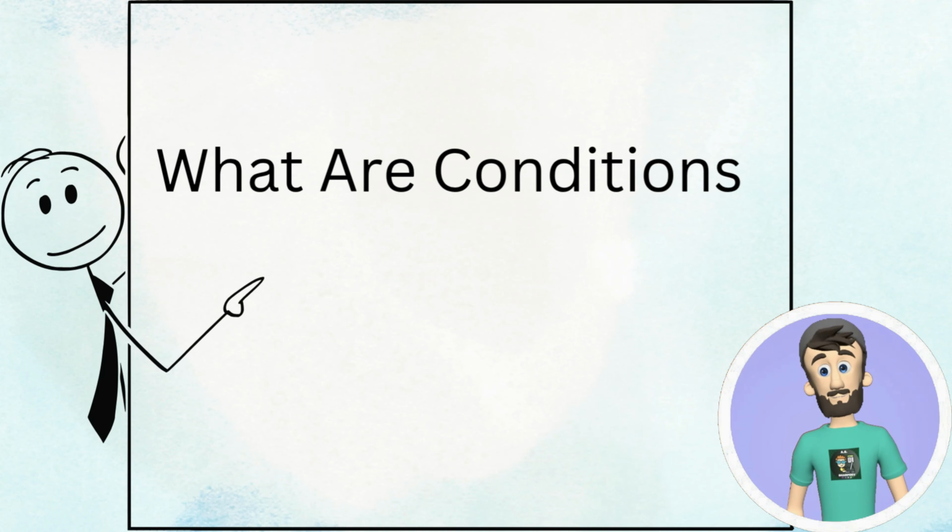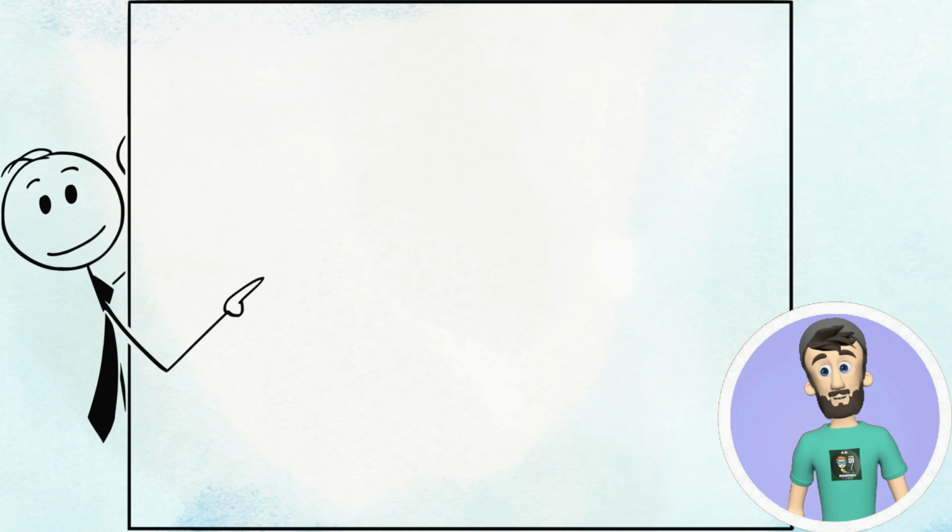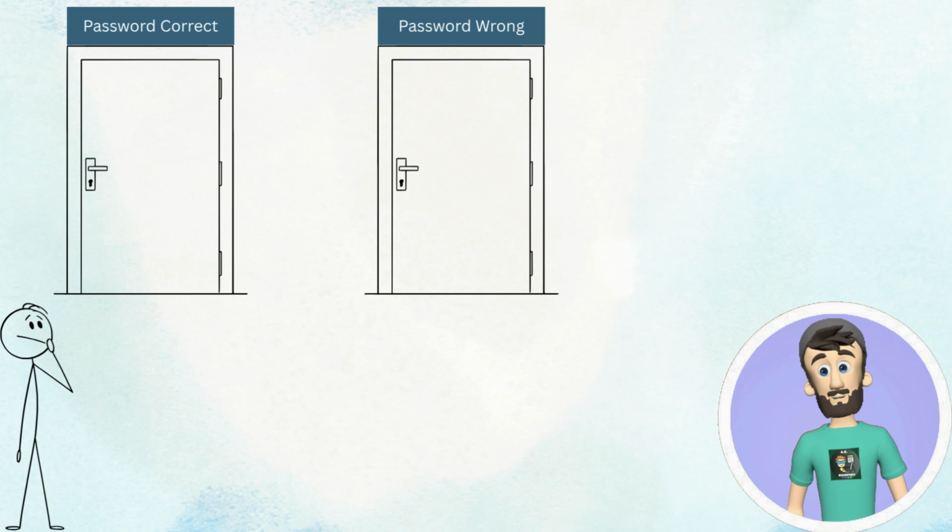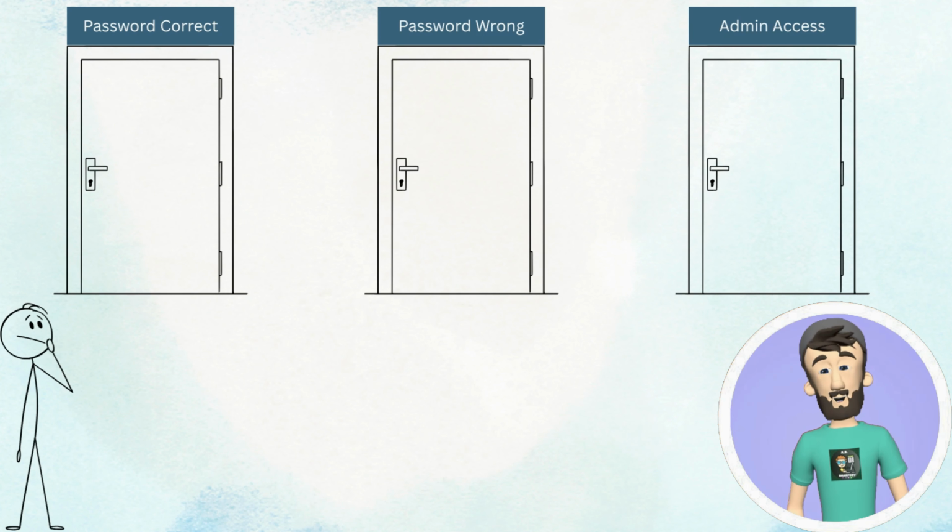Programming without conditions is like a human without decision making. Your app needs to constantly ask questions. Is the password correct? Is the player dead? Did the user click yes? Is the age over 18? Conditions are how your program decides what should happen.